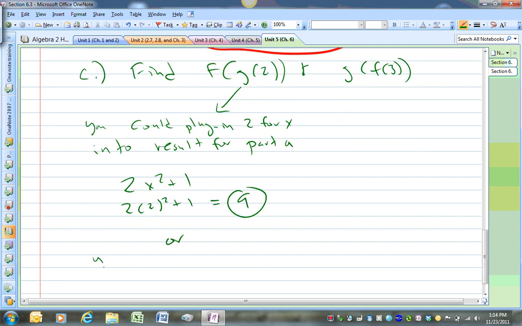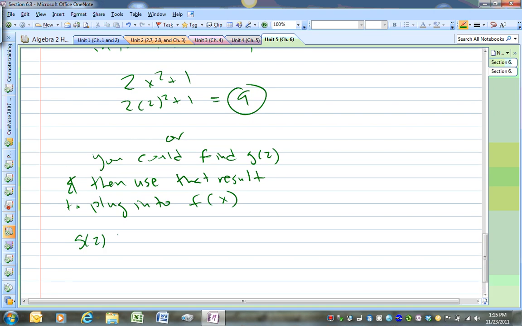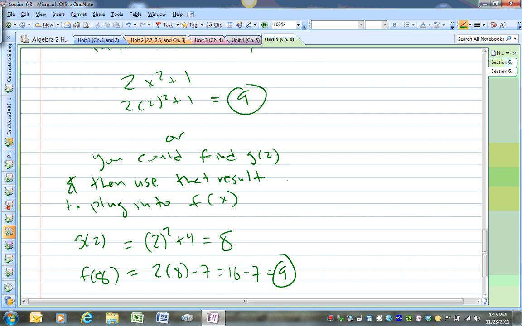Or you could find g of 2 and then use that result to plug into f of x. So if I did that, g of 2 would equal 2 squared plus 4, which is 8. And then if I plug that result into f of x, so if I try to find f of 8, 2 times 8 minus 7, voila, you get the same thing. We get 9.